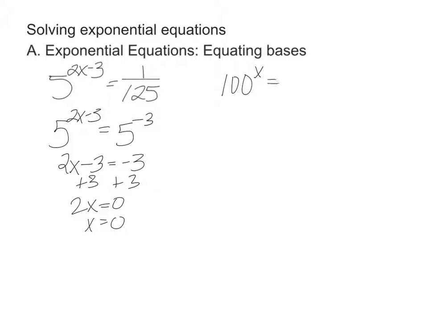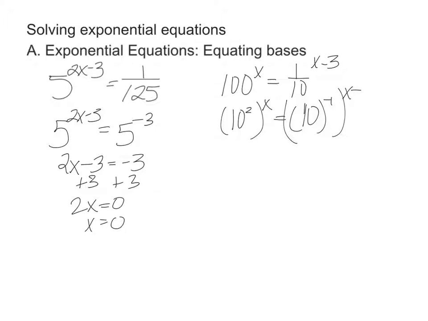100 to the x equals 1 over 10 to the x minus 3. Well, 10 and 1/10 are both powers of 10. So 100 is 10 squared to the x power, and 1/10 is 10 to the negative 1 to the x minus 3. Now I have 10 to the 2x equals 10 to the negative x plus 3. Don't forget to distribute that negative when I multiply it out.